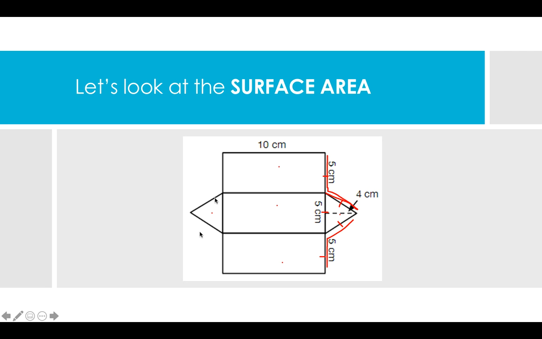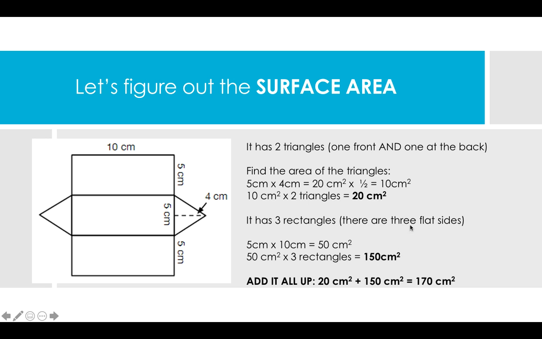So let's talk about one if it were the same. In this case, when it says 5 centimeters here, 5 centimeters here, 5 centimeters here, I know that they're all the same because they all share the same length as well. So that means that I have three equal rectangles over here. So let's start doing the surface area for an easier example.